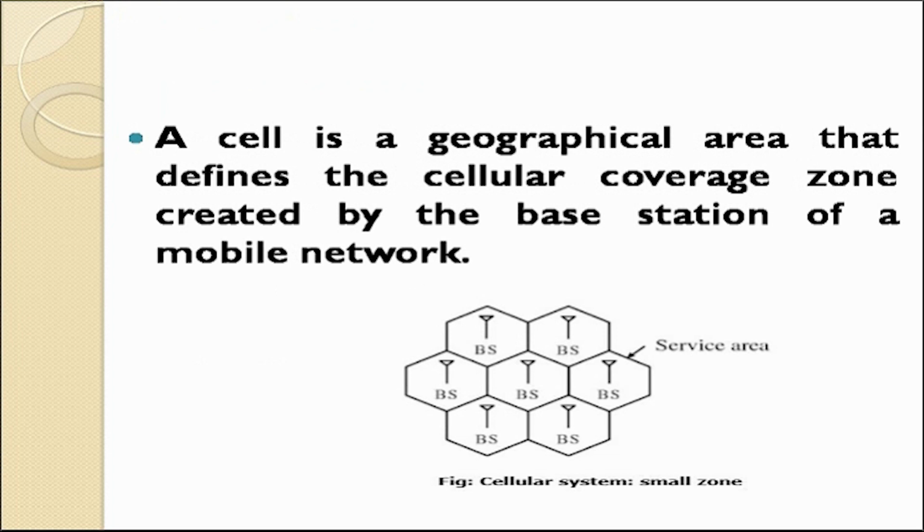What is a cell? A cell is a geographical area that defines the cellular coverage zone created by the base station of a mobile network. This figure clearly shows a cell is a geographical area. It contains one base station.